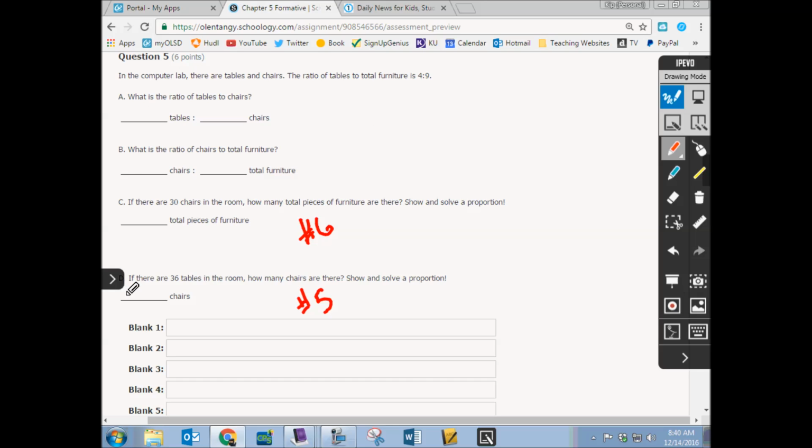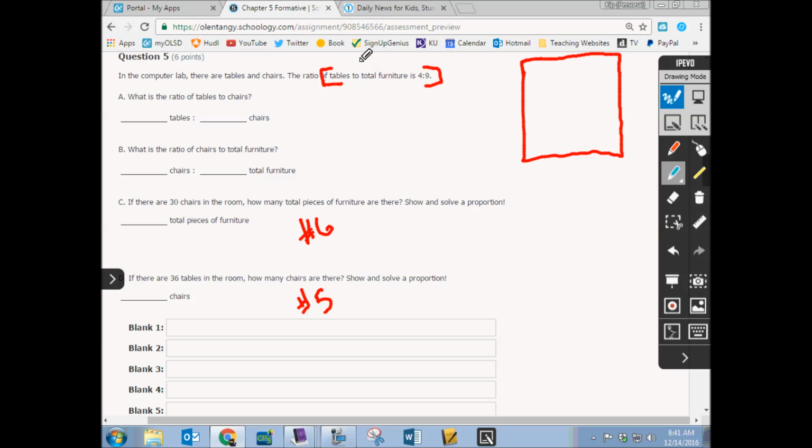I'm going to do all 4 of these. Okay. In the computer lab, there are tables and chairs. The ratio of tables to total is 4 to 9. What should everybody have done at this point right now on your paper, Jaden? Edge pieces. That's what I would want you to do. If you didn't, let's go ahead and do it now.